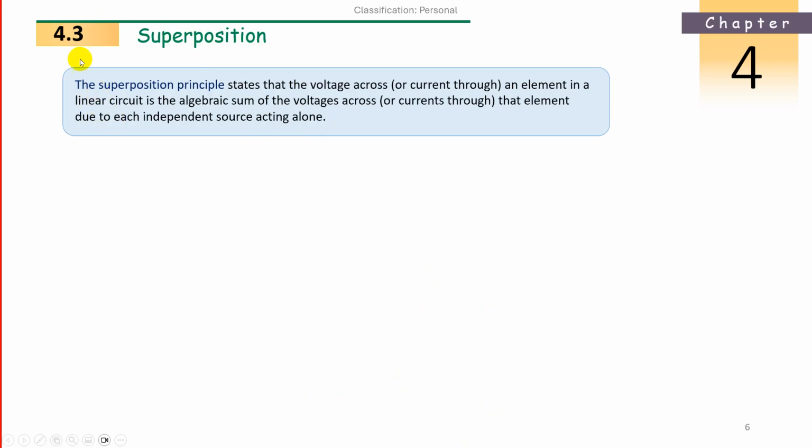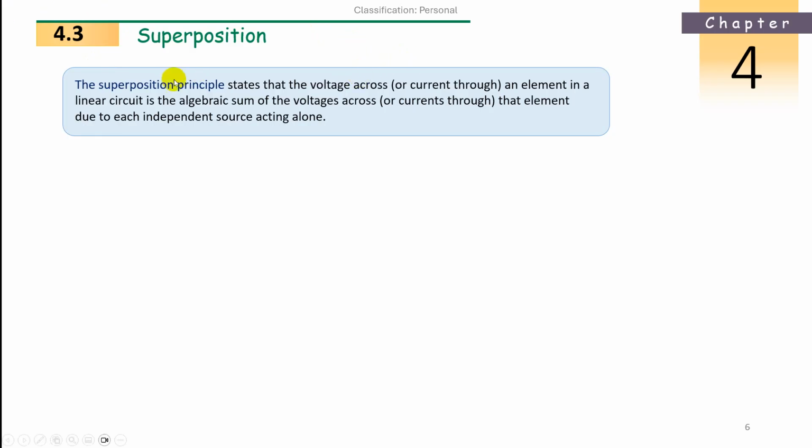Then add together. That is superimposition, meaning adding together after analyzing individually. Individually we are analyzing and then we are adding together. Super joining, we can say superimposing. So that's why the statement states that the superposition principle states that the voltage across an element in a linear circuit is the algebraic sum of the voltage across that element due to each independent source. Due to each independent source means one at a time you have to analyze, then add all together.